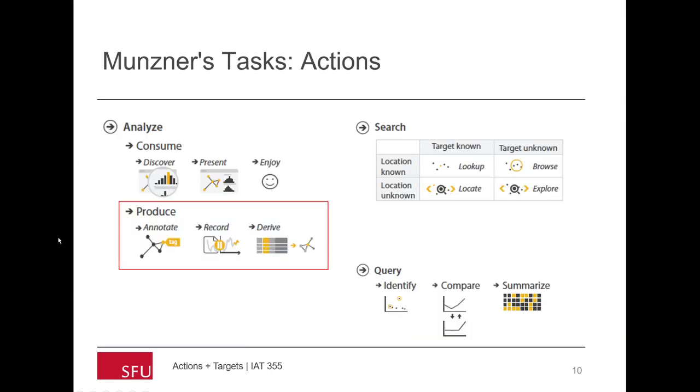Okay, the next segment here under Analyze, in the list of Munzner's actions aside from consume, is produce. This might be something that you would do during the course of discovery. It might be something that you do while enjoying or presenting. But in essence, these kinds of activities are things in which the analyst is doing something to the data, adding information to the data collection somehow or other. So let's get to these now.